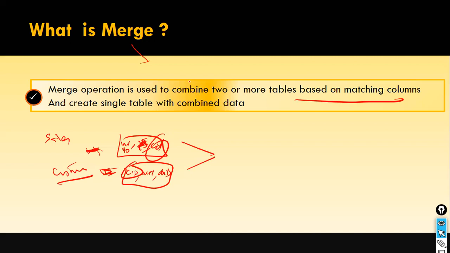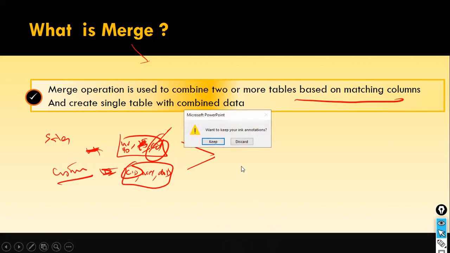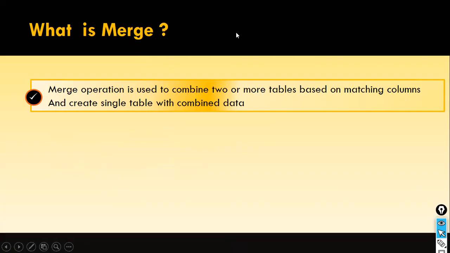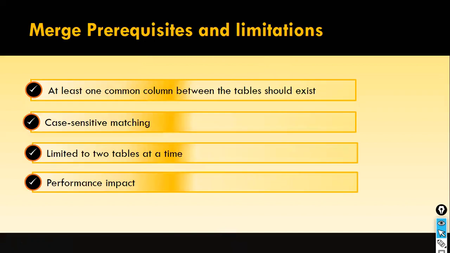In the case of merge, two or more tables need to be combined or joined based on the common column. That is what merge is all about. Yes, combining is fine, but what do you mean by combining? Even append, you can combine the data. But in the case of append, you don't have to have common columns between the data sets. It will simply append the data. But in the case of merge, at least one common column between the tables should exist.